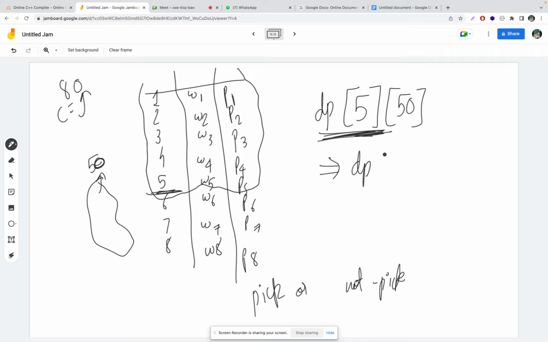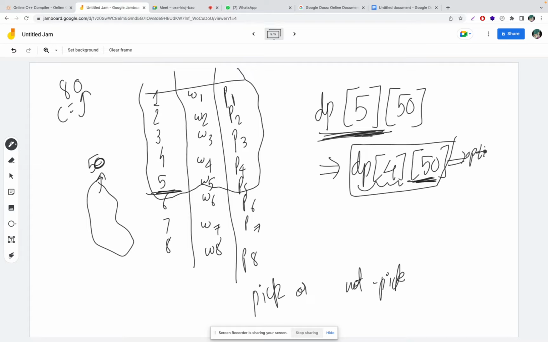DP4 of 50, yes or no? It means you only considered the first four items and the capacity of the bag was 50. If you decide to ignore the fifth element, then this is one possible option. Let me call it option 1, yes or no, guys? If you ignore the fifth element, then the answer is DP4 of 50.